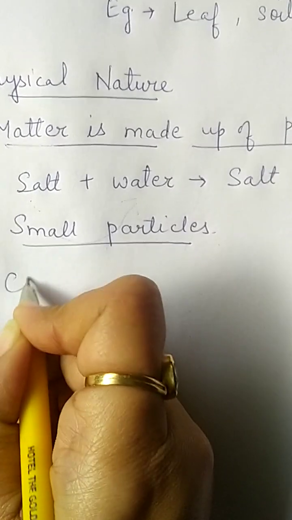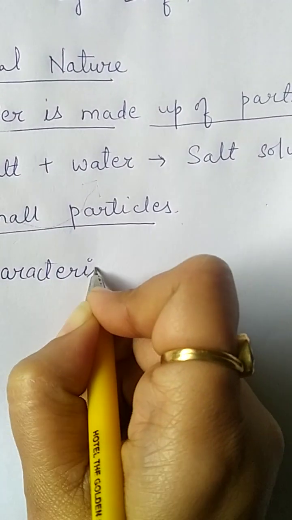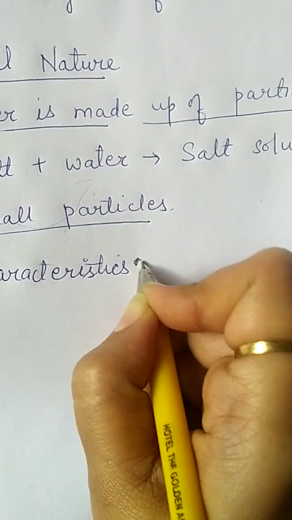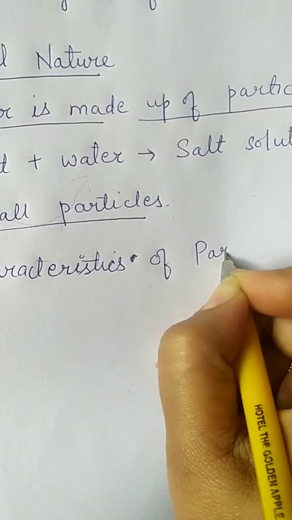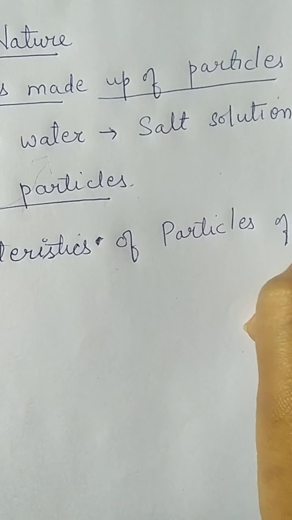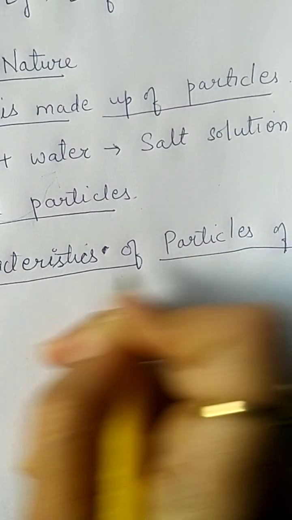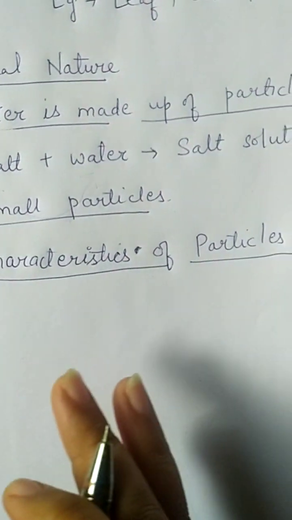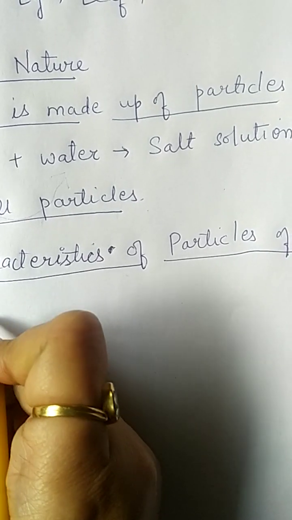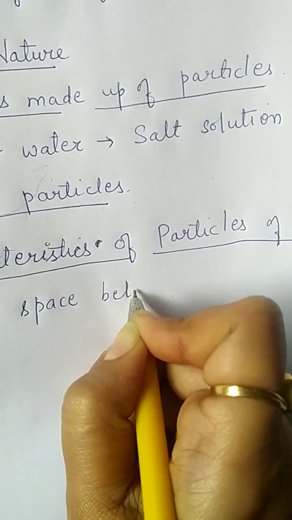So now the characteristics of particles of matter. There are three characteristics. First one is that particles of matter have spaces between them. They have space between them.